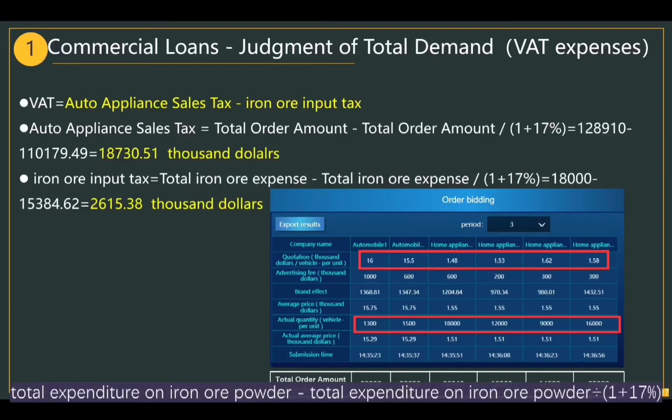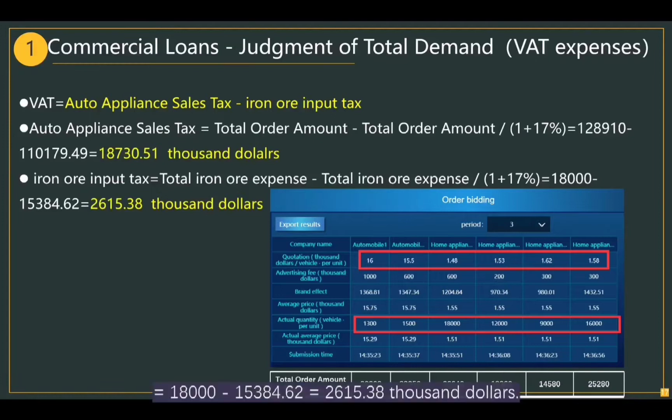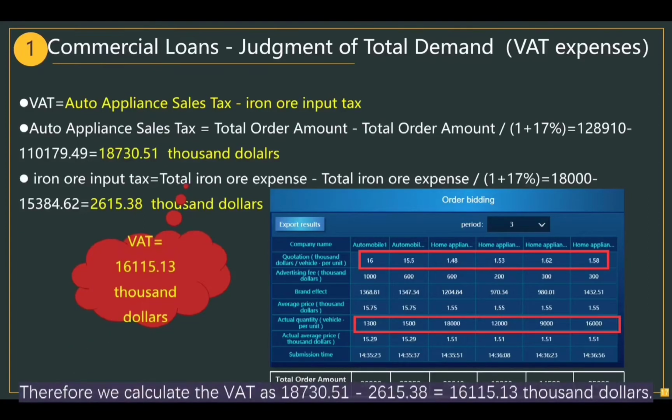The tax on iron ore is equal to total expenditure on iron ore minus total expenditure on iron ore divided by 1 plus 17%, which is 18,000 minus 15,384.62 is equal to $2,615.38 thousand. Therefore we calculate the VAT as 18,730.51 minus 2,615.38 is equal to $16,115.13 thousand.